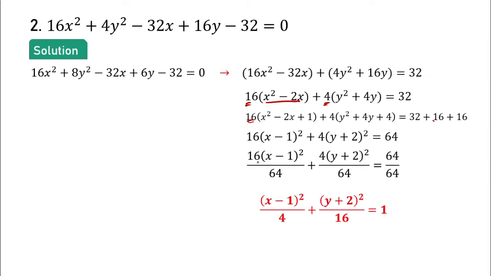So now you're going to divide 16 by 64. So it gives us (x minus 1) squared over 4, 4 na lang, kasi 64 divided by 16 is 4. Okay? Tapos dito, (y plus 2) squared over 16. Okay? 64 divided by 4 is 16, equals 1. So this is the final answer.